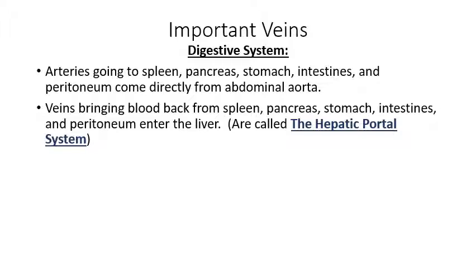The liver acts as a filter, which filters out any toxic substances from the food that we've broken down. One of the top toxic substances is ammonia. Another one is hydrogen peroxide. The liver is a good filter that will detoxify all of those things.